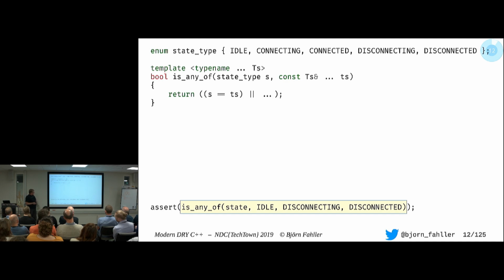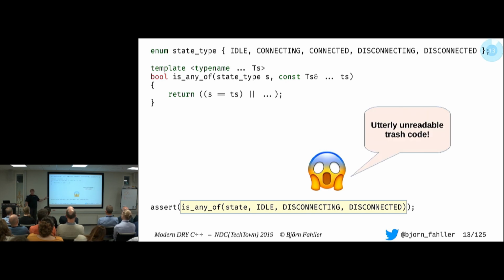But then we can write like this. Assert is any of state, idle, disconnecting, disconnected. And this is really, really, really bad code. Sure, we got rid of the repetition, great. Only problem is that no one can understand what this means. Not without looking at the function body to see what it says. So it's important, I think, that you in code try to convey meaning to the reader of the code, and this doesn't do that. It doesn't say anything. You cannot know that the first parameter relates with the logical OR to each of the others. So let's not go there. It was bad.